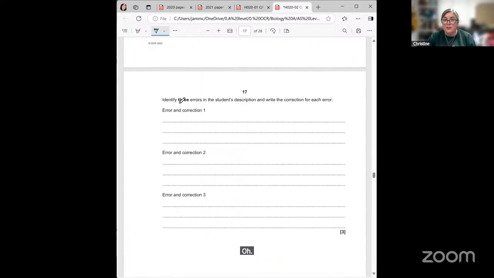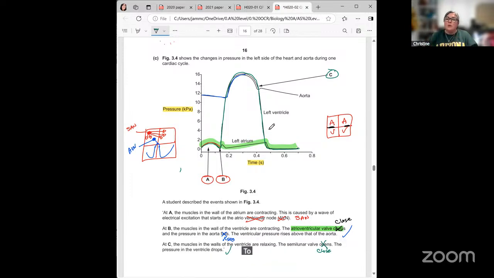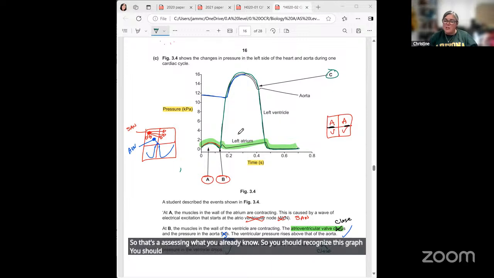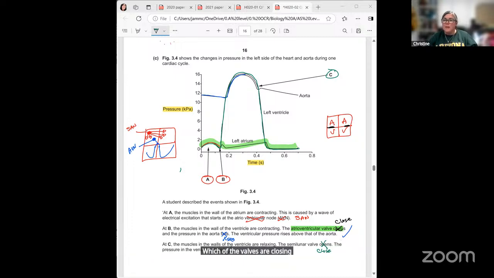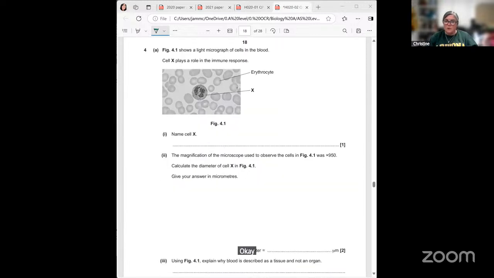Identify three errors in the student's description and write the corrections for each one. This is something that they do love to do, where they give you a graph of a set of results, and they want you to apply your knowledge to improve the information that is there. So that's assessing what you already know. You should recognize this graph. You should know what's happening at each of the different points, which of the valves are opening, which of the valves are closing, so you can note whether or not it is giving you the right information. Okay, let's move on then.